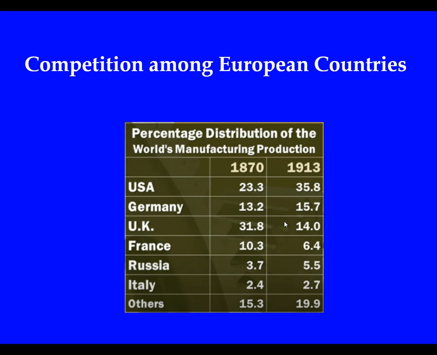If you take a look at this chart, you see how Germany really increased above the UK, because before World War I, England was really the major manufacturing production country of the world. And you see in 1870, they had 31.8% of the world's manufacturing production, whereas in 1913, it plummeted to 14%. On the other hand, Germany went up between those dates, and the United States went from 23% in 1870 to 35%, almost 36%, in 1913. So this competition between countries was really a major player in one of the causes of World War I.